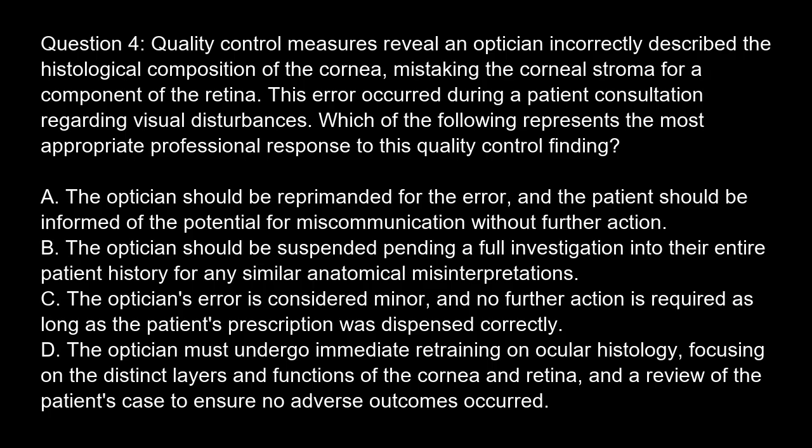Option A. The optician should be reprimanded for the error, and the patient should be informed of the potential for miscommunication without further action. Option B. The optician should be suspended pending a full investigation into their entire patient history for any similar anatomical misinterpretations. Option C. The optician's error is considered minor, and no further action is required as long as the patient's prescription was dispensed correctly. Option D. The optician must undergo immediate retraining on ocular histology, focusing on the distinct layers and functions of the cornea and retina, and a review of the patient's case to ensure no adverse outcomes occurred.